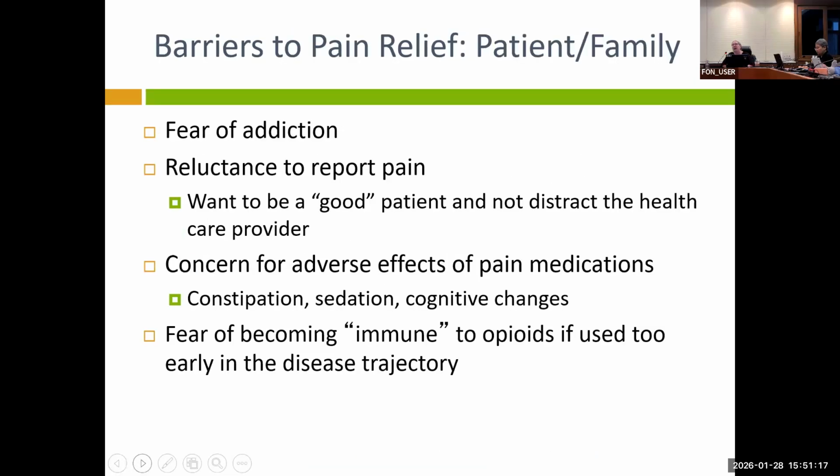For the patient and the family, some of the common concerns are fear of addiction, reluctance to report pain because you want to be a good patient and not bother or distract the healthcare provider. Concern for adverse effects of pain medications, constipation, sedation, cognitive changes, and fear of becoming immune or building up tolerance to opioids.